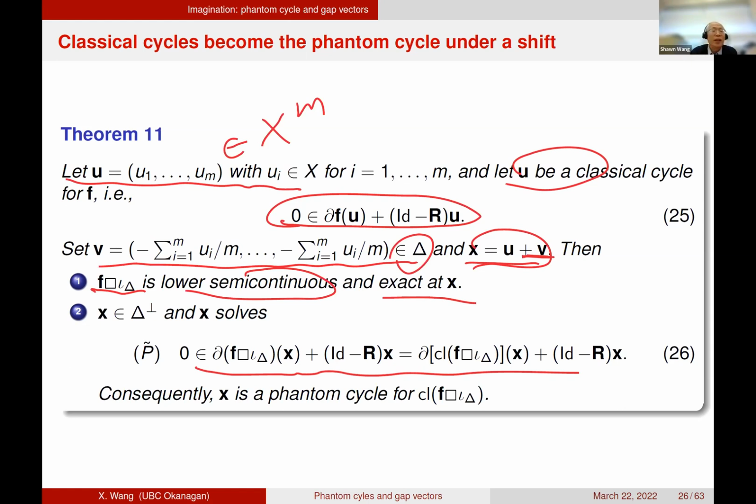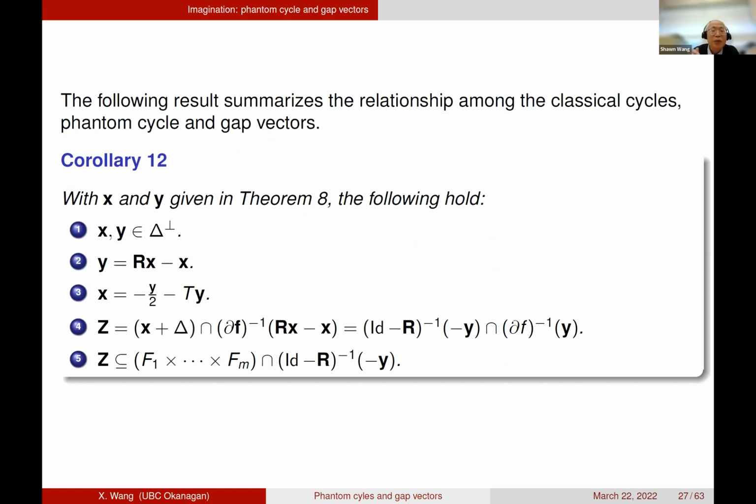Now the following result summarizes the relationship between the classical cycle, phantom cycle, and gap vectors. Recall that in the theorem, we always have X and Y existing: X is a phantom cycle, Y is a phantom gap vector. They have this relationship because of the Attouch-Théra dual. But how do they relate to the classical cycle?